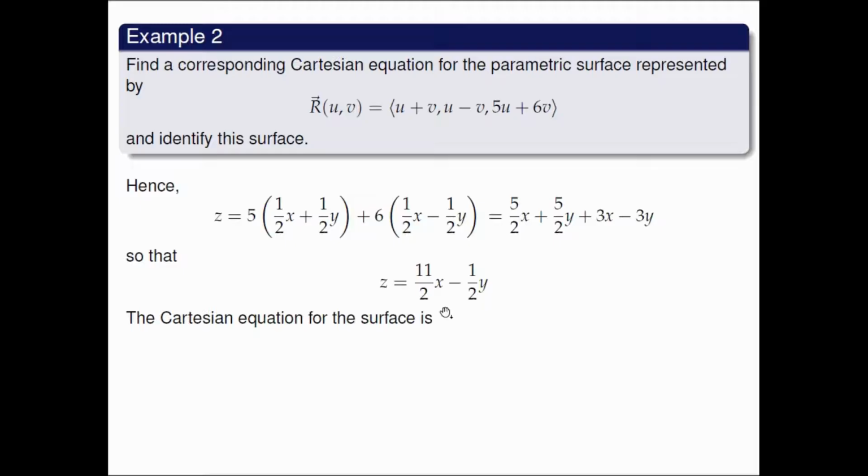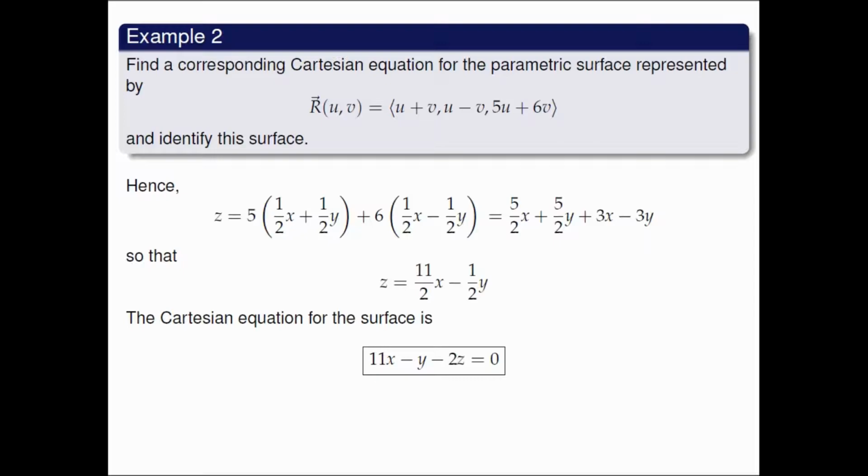Itong equation na to, pwede tayong mag-multiply both sides by 2 to get 2z equals 11x minus y. Lipat yung 2z dun sa kanan, we get 0 equals 11x minus y minus 2z. So the Cartesian equation is 11x minus y minus 2z equals 0. Actually, pwede na to as our Cartesian equation. Pero gusto natin i-identify yung surface, kaya sinulat natin in this form.